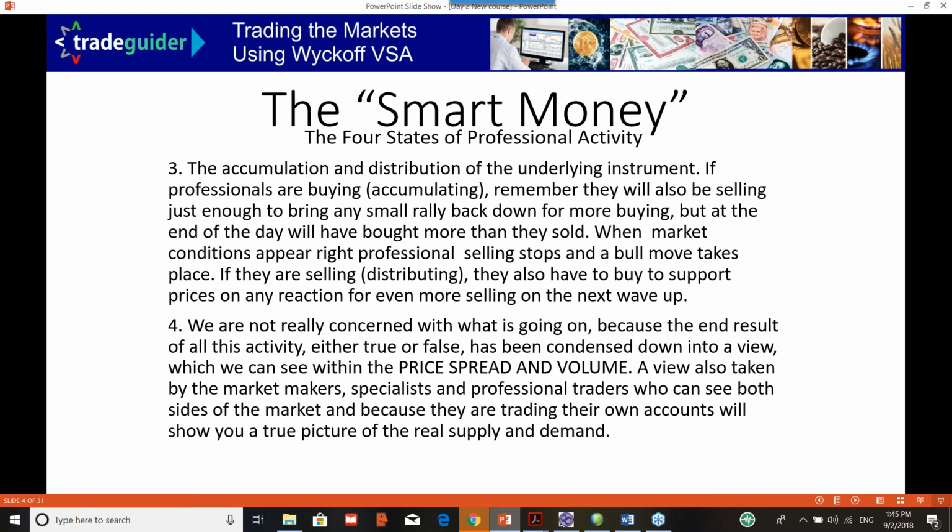Phase 4, we're not really concerned with what is going on because the end result of all this activity, either true or false, has been condensed down into a view, which we can see within the price, the spread, or the range, and the volume. A view also taken by the market makers, specialists, and professional traders who can see both sides of the market. And because they're trading their own accounts as well, will show you a true picture of the real supply and demand situation.